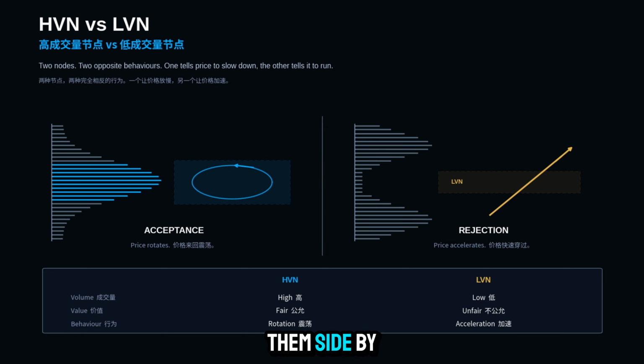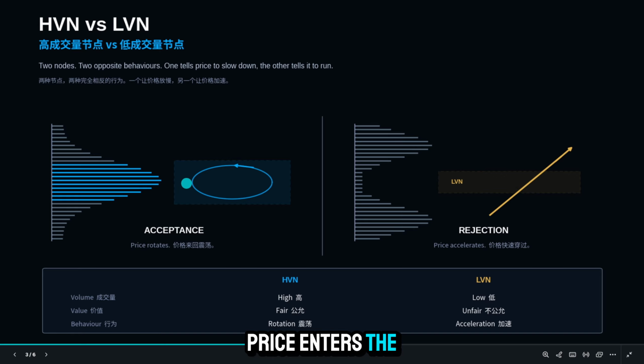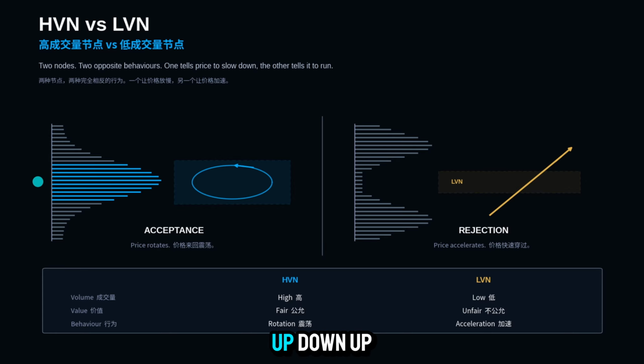So let's put them side by side, and the difference is obvious. On the left we have a high volume node, fair value, and the behavior you get is rotation. Price enters the zone and it chops, and it goes up, down, back and forth, because both sides are active, neither one is in control. On the right side we have the low volume node, unfair value, and the behavior is acceleration. Boom. Price enters and there's nothing there to hold it, so it runs.